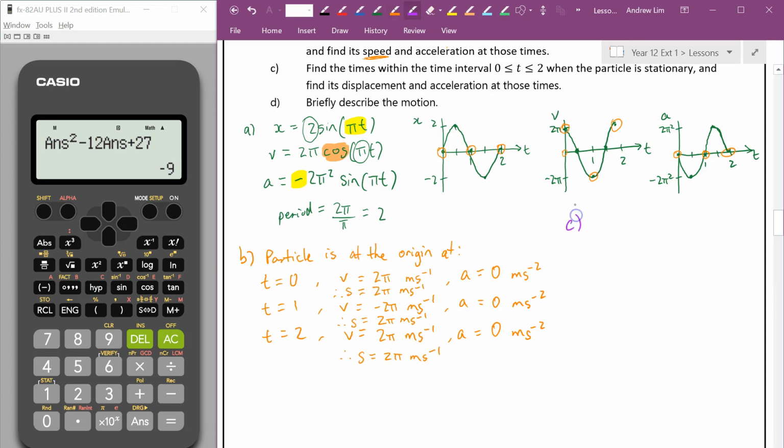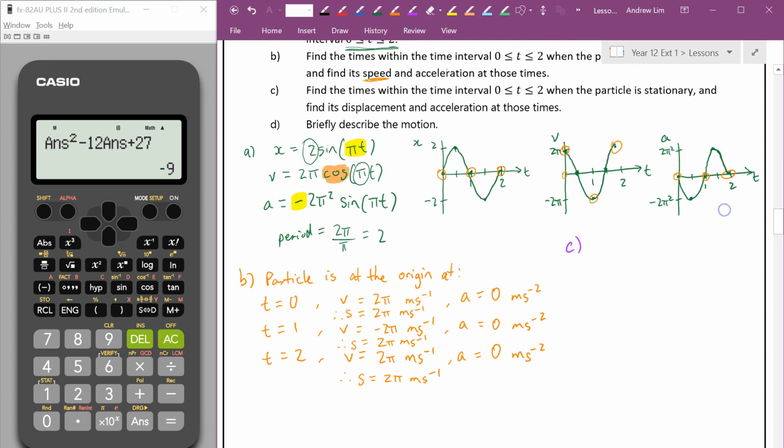Alright, question C. Find the times within the interval from 0 to 2 when the particle is stationary, and find its displacement and acceleration at those times. So we know it's stationary at v is equal to 0. So when the velocity is 0, it's not moving. So velocity is 0 here and here. At t is equal to half and t is equal to 1.5.